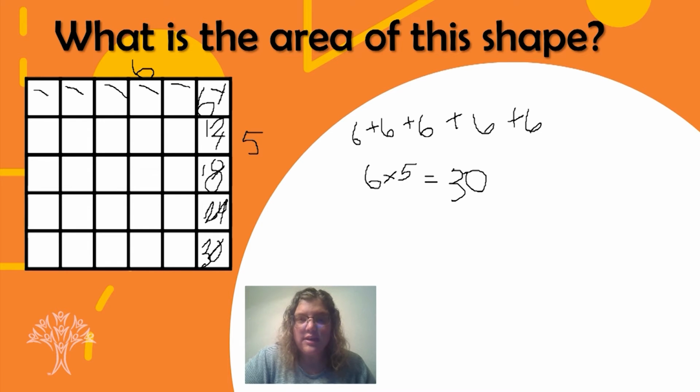Now, when I deal with area, it's important that we label it. So let's say that these are centimeters. I'm going to say that this is 30 centimeters squared. This little 2 up in the corner just means squared. It's one of those fancy math terms that it's important that we start remembering goes with area.